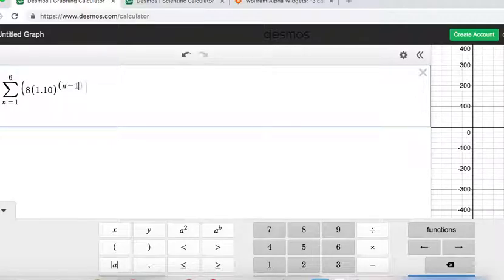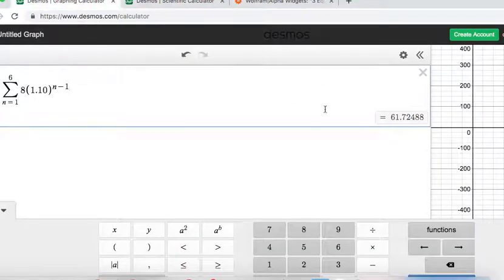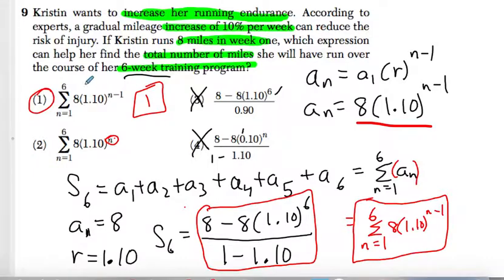So I need to put parentheses, so make sure this stays in the exponent. And I don't need these parentheses anymore. Let's see if this works out. It's 61.724, about 61.725, which is the same thing we got here, 61.72488. So we got it, guys.